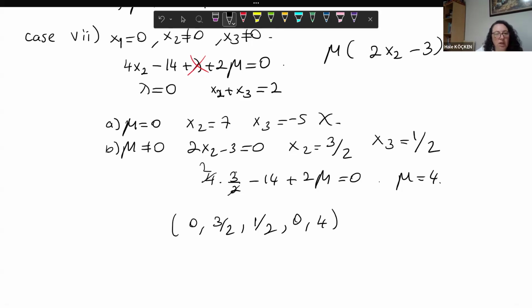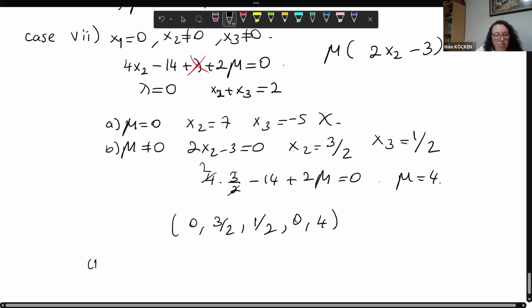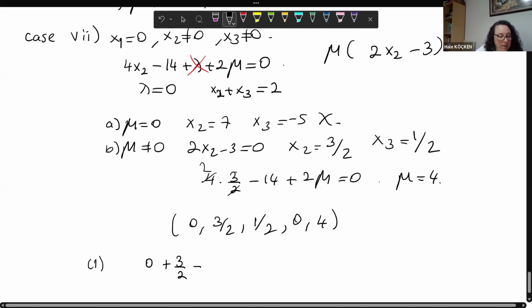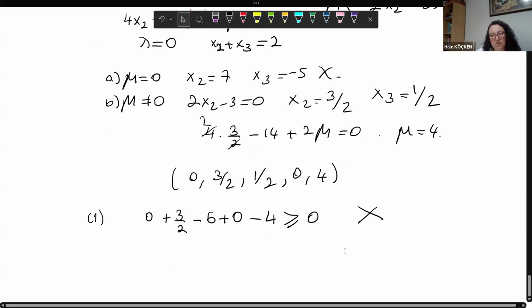I will check the equalities. I need to check one, but I didn't use it in equality. I'm checking one. 0 plus x2 minus 6 plus lambda minus mu is greater than or equal to 0 or not. It is obvious that it's not satisfied, guys. It is negative. It's not a candidate point.